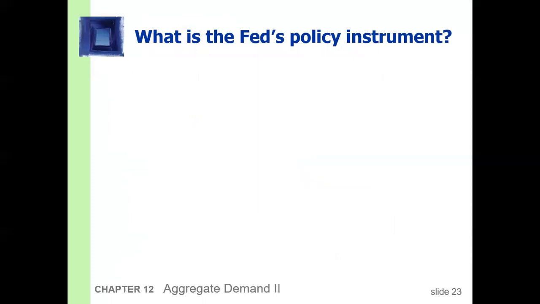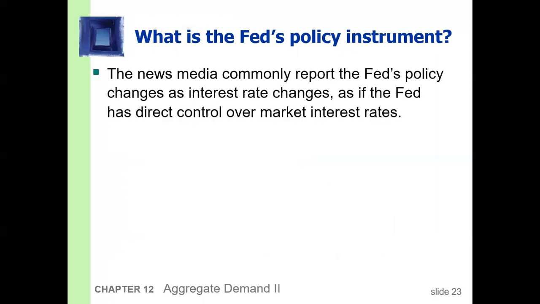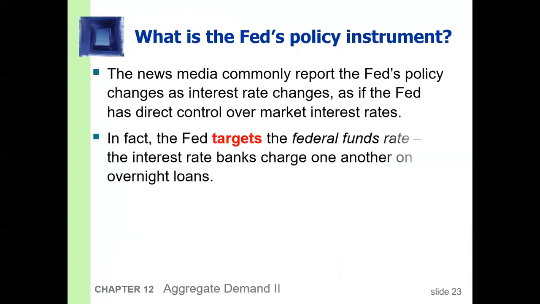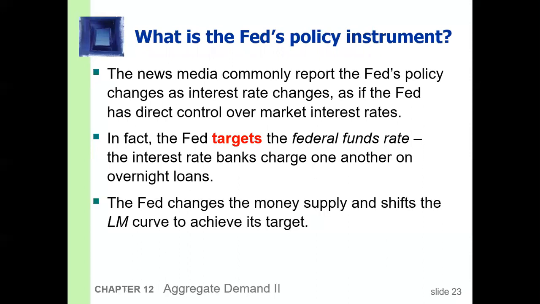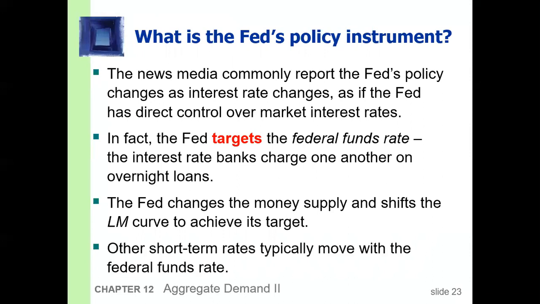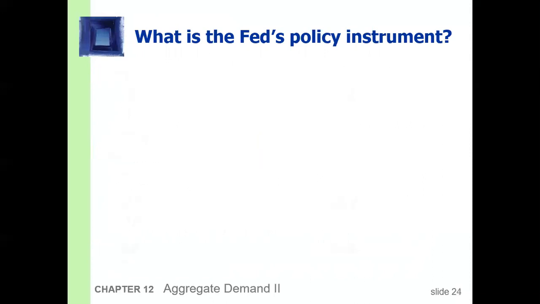As for the instruments that central banks, or the Fed in US policy, use, the news media commonly report Fed policy changes as interest rate changes, as if the Fed has direct control over market interest rates. In fact, the Fed targets the federal funds rate, the interest rate banks charge one another on overnight loans. So the Fed changes the money supply and shifts the LM curve to achieve its targets. Other short-term rates typically move with the federal funds rate.